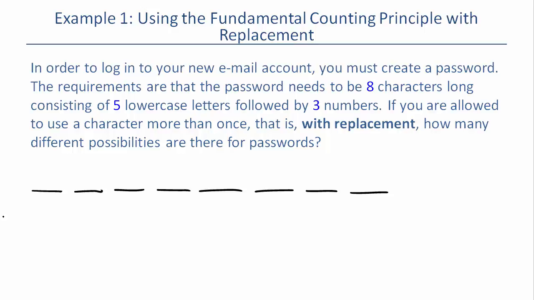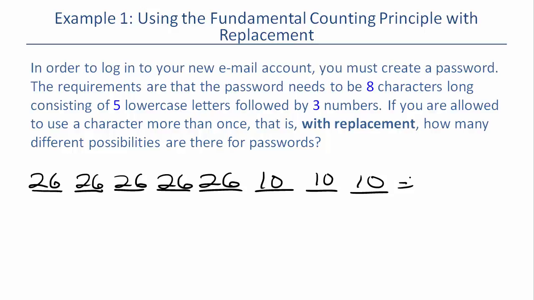So how many possibilities do we have for the first character if it has to be a lowercase letter? Well, there are 26 letters in the alphabet. And because we can repeat, we're going to have 26 in all 5 of the first dashes. And then it has to be followed by 3 numbers, which again, we can repeat. So if we can do the digits from 0 to 9, we have 10 choices, 10 choices, 10 choices, and that's going to be a really big number.